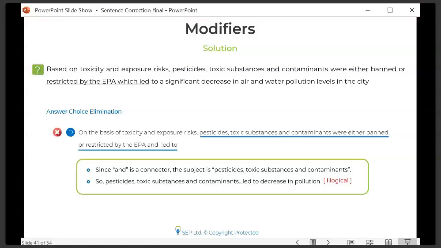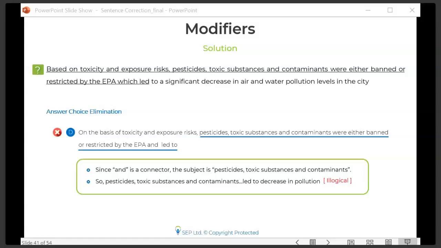So again, for those of you who marked choice D as the correct choice, are you clear why it is not correct? Because and is a connector. So what is the subject of and? Pesticides. So pesticides were banned and pesticides led to the decrease, which is the error. It does not make sense.